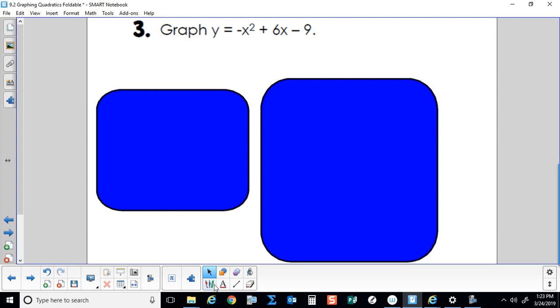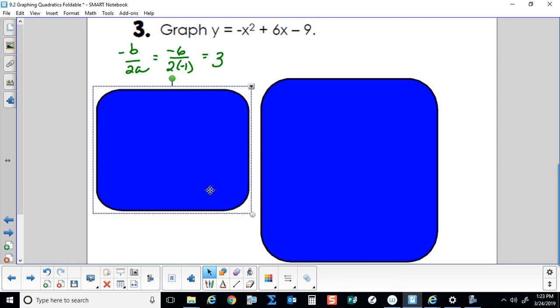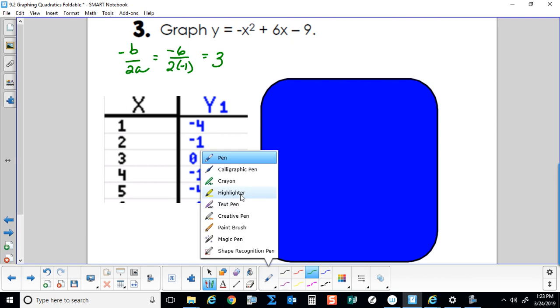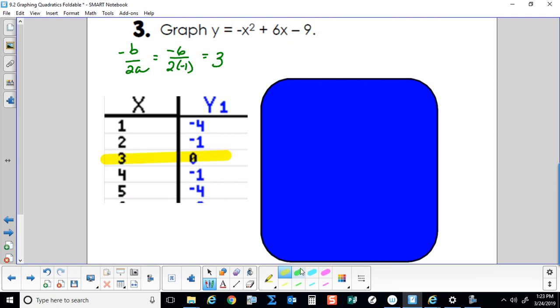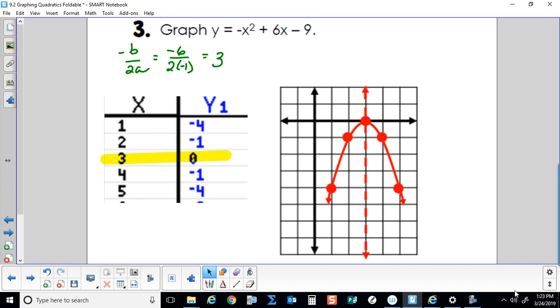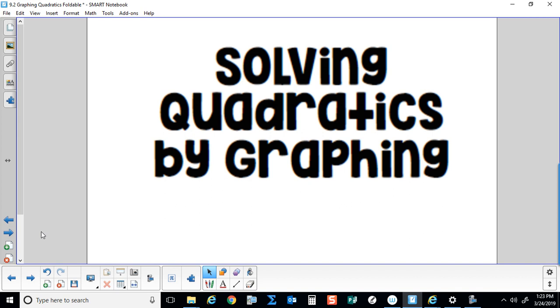Number 3, let's determine the axis of symmetry. Negative b over 2a, negative negative 6 over 2 times a negative 1 is a positive 3. So put it in our calculator. Go to your table, find 3, and your vertex is 3, 0. 2 points to the left and 2 points to the right. And graph your quadratic. All right, so after we've graphed it, we can solve.